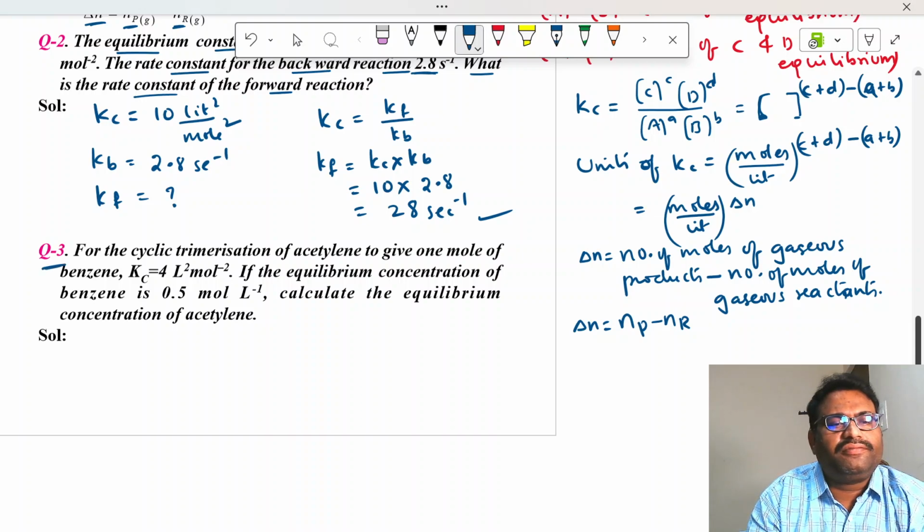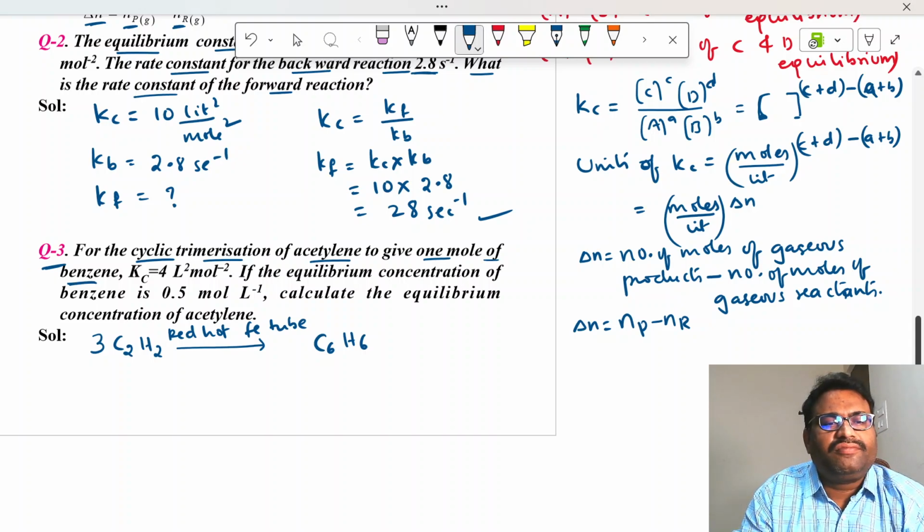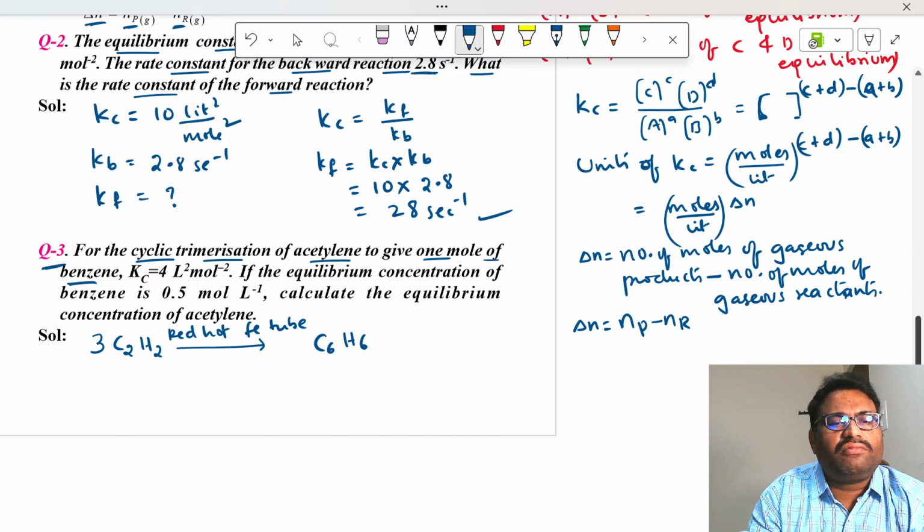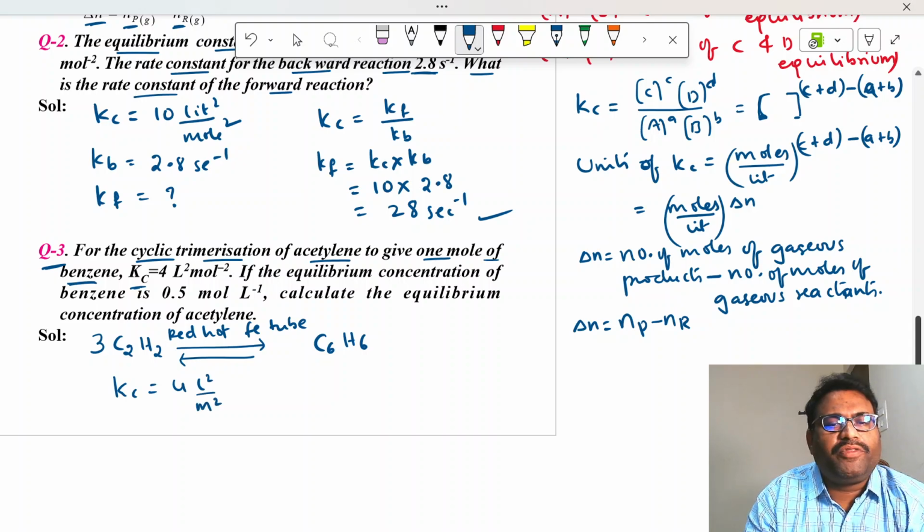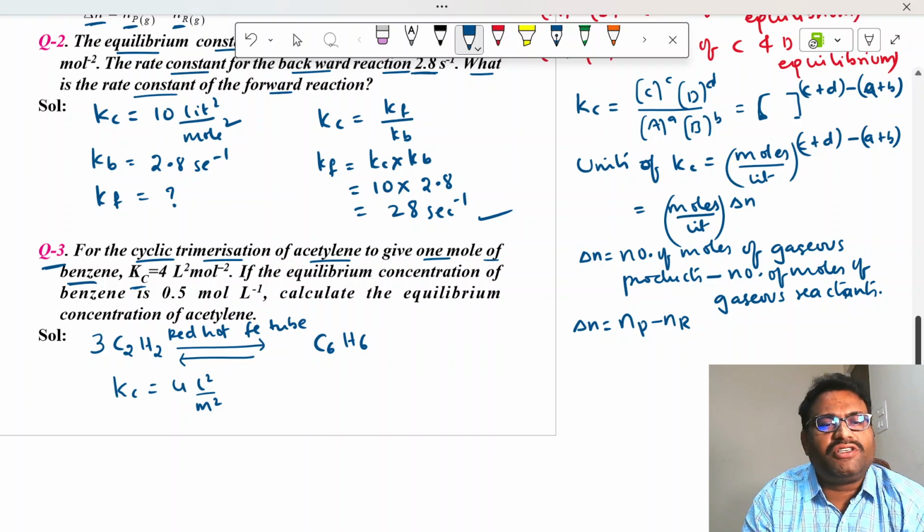Question number 3. For the cyclic trimerization of ethylene to give 1 mole of benzene, actually cyclic trimerization means 3 moles of C2H2, when it is passed through a red hot iron tube or copper tube, what you get? C6H6. For this reaction, he is mentioning that it is happening in both the directions. For this reaction, they gave Kc. Kc is equal to 4 liter square per mole square. If the equilibrium concentration of benzene is 0.5, calculate the equilibrium concentration of acetylene.